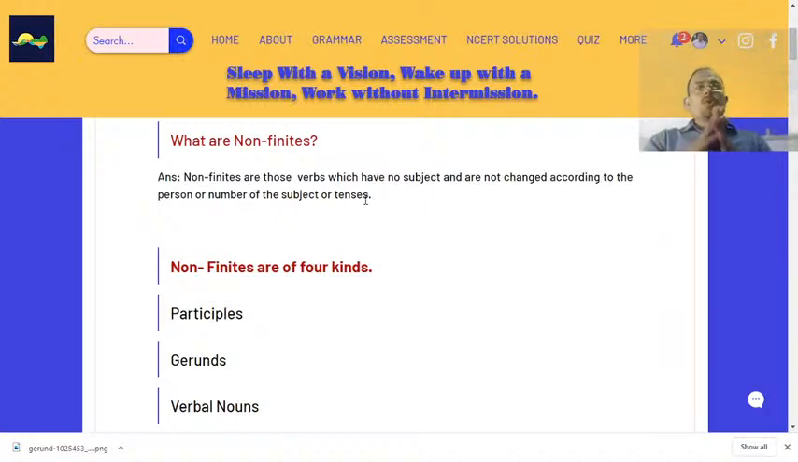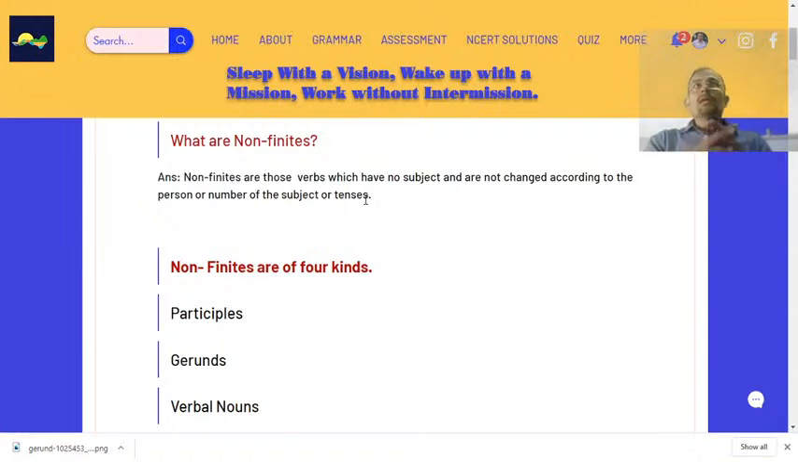So it means non-finite verbs are those verbs which do not agree with the subject in number and person. Like when I say he plays cricket, the word plays is agreeing directly with the subject he. Therefore plays is called finite verb.